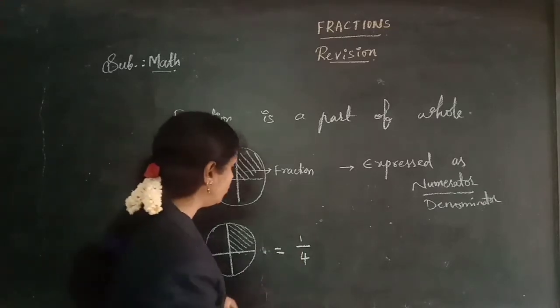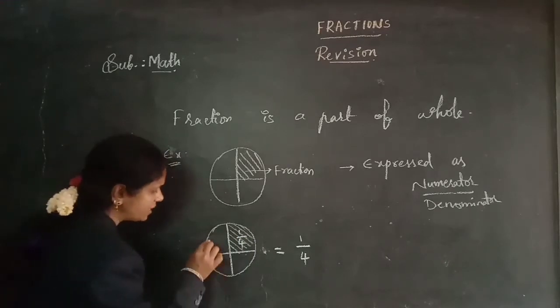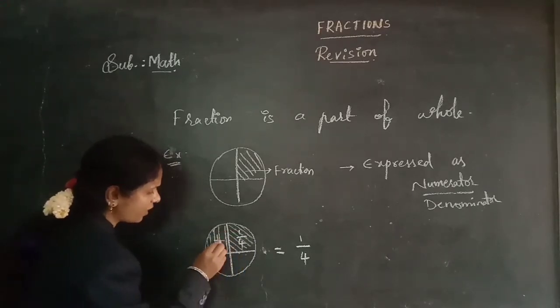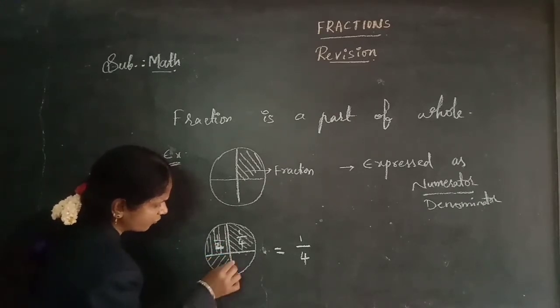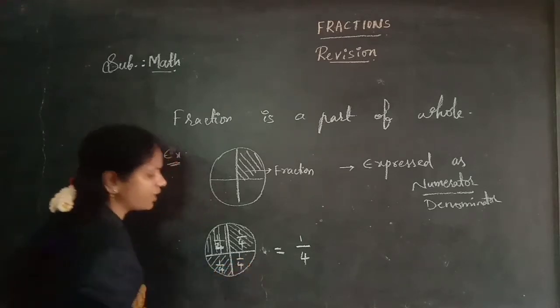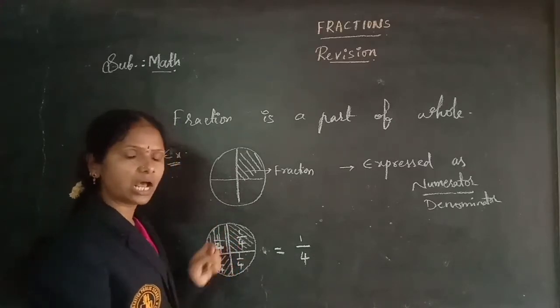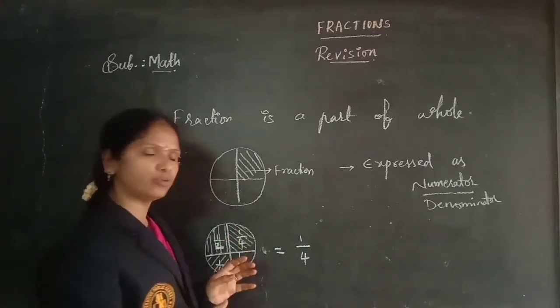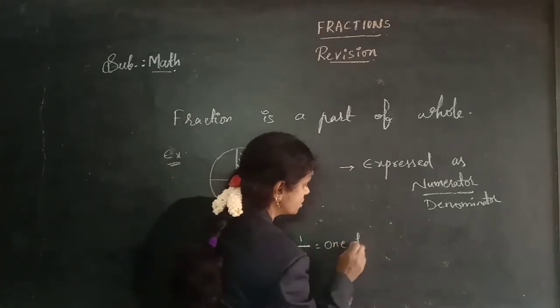And like that, this is the 1 by 4th part. And this is the 1 by 4th part, children. This portion is 1 by 4th part, and this portion I am taking as 1 by 4th. And this portion also I am taking as 1 by 4th. Means in the whole figure, how many 1/4ths can I find? And this we can call a 1/4.